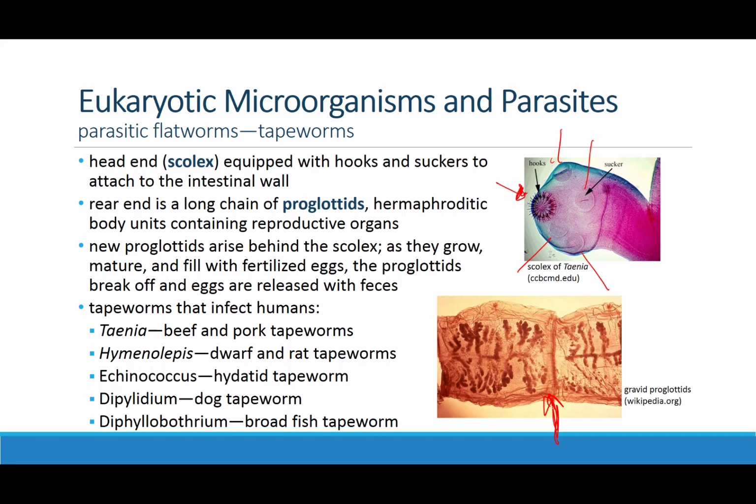Taenia is the beef and pork tapeworm, so there are multiple Taenia. That's a genus name, of course, so there's multiple Taenia species. Hymenolepis is another, that's the dwarf and rat tapeworms that also make it into humans.